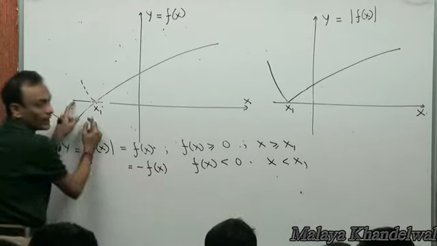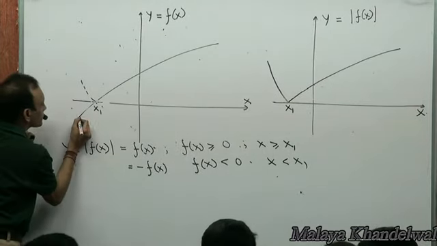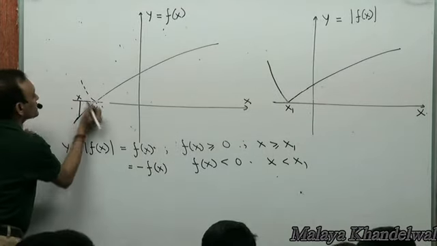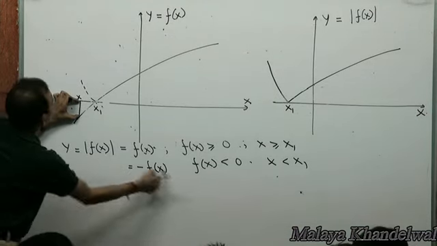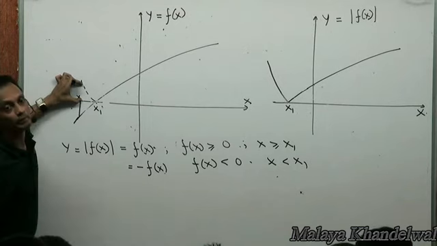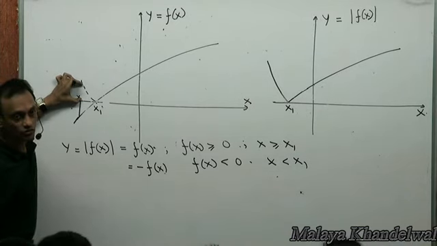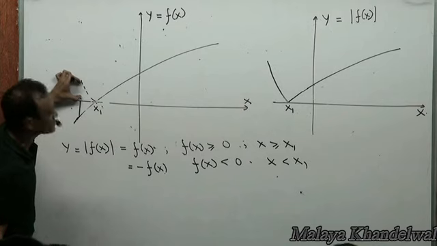To the left of x1, for any given x, this is y equal to f(x). So what would be y equal to minus f(x)? Minus f(x) will be this. If this is f(x), then minus f(x) will be this.